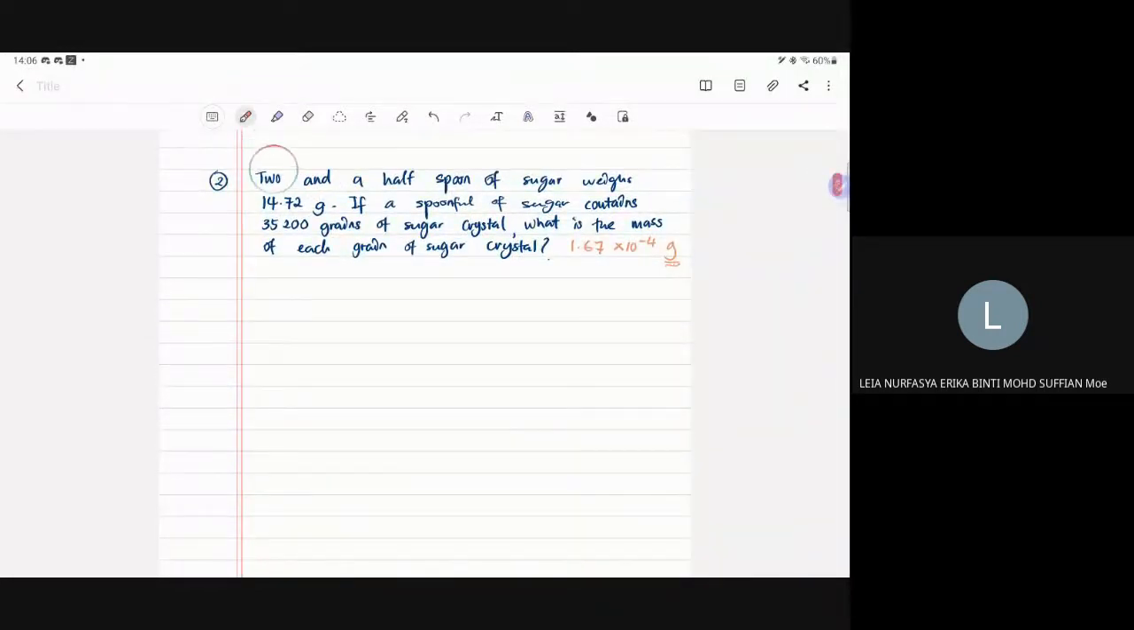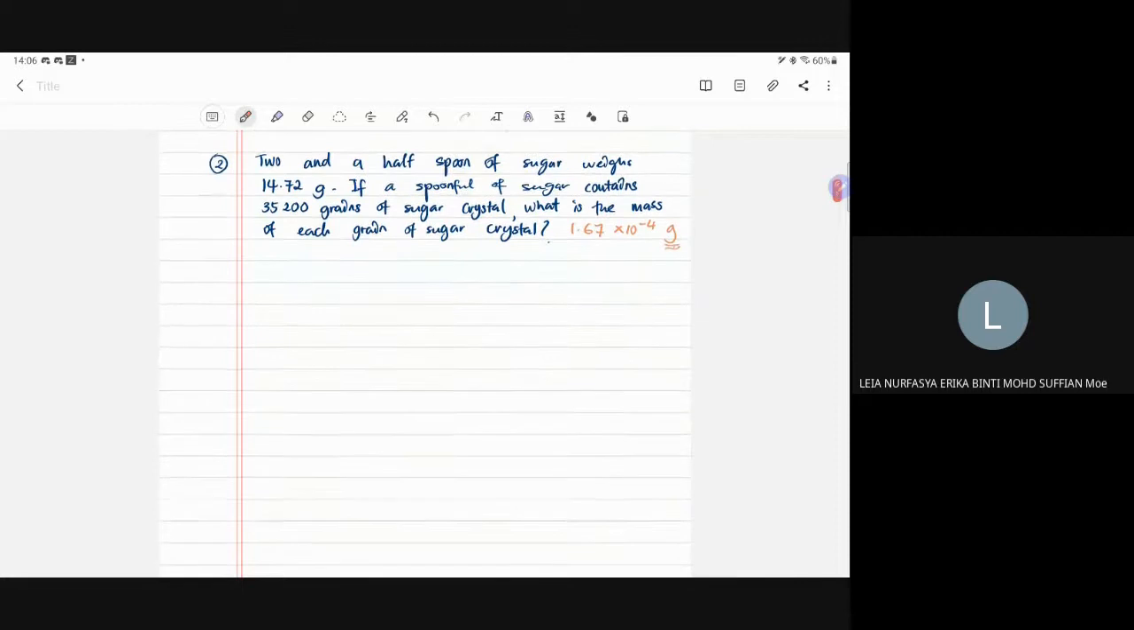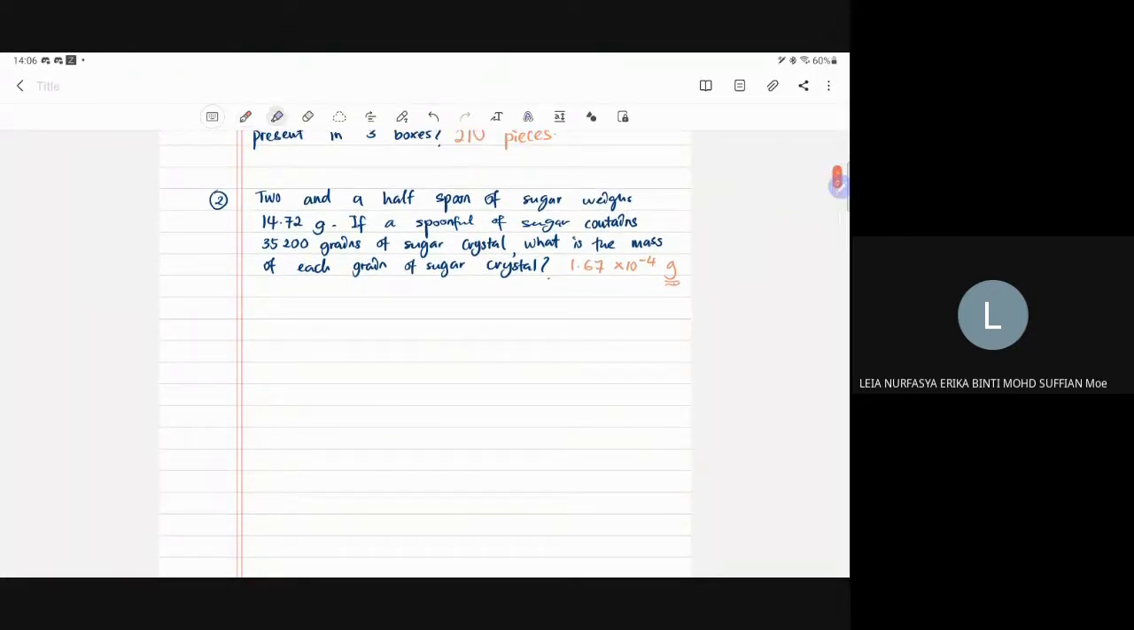Soalan 2, dia bagi tahu 2 sudu setengah, so 2.5 spoons of sugar weigh 14.72 grams. If a spoonful of sugar contains 35,200 grains of sugar crystal, what is the mass of each grain of sugar crystal? Okay, so for this question, there are two steps that you have to do. First of all, 2.5 spoon is this. Now dia minta a spoonful, satu sudu je. Ada banyak ni. Berapa jisim each grain, satu butir tu.